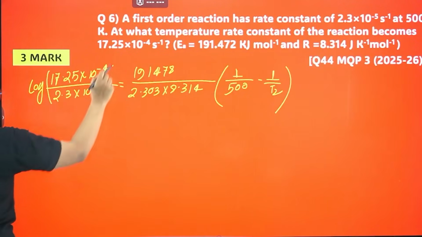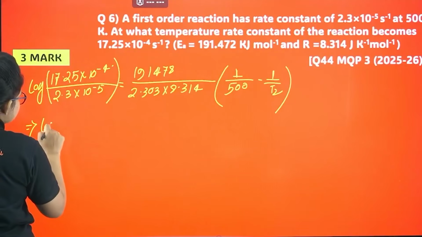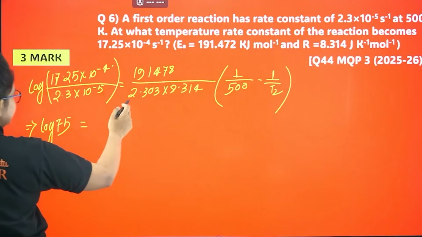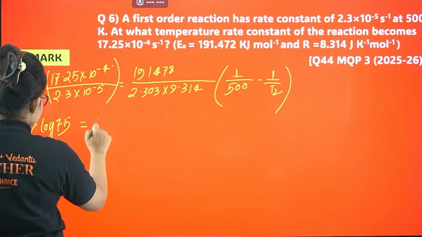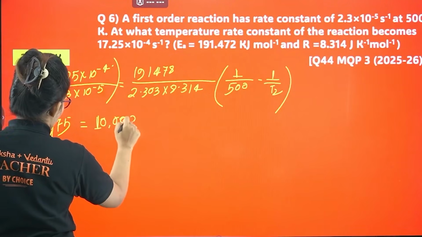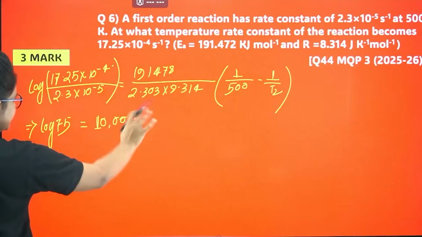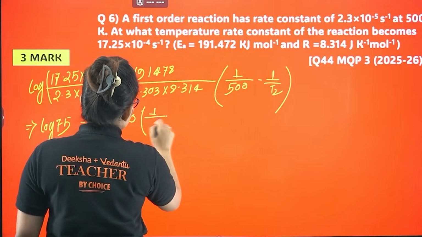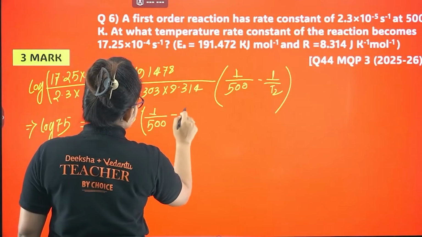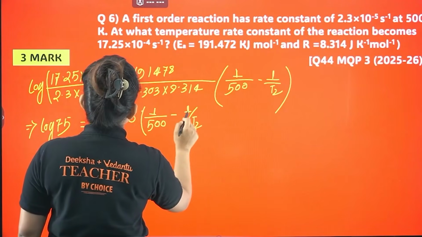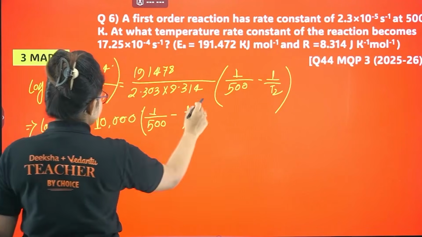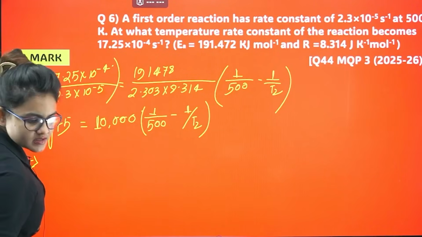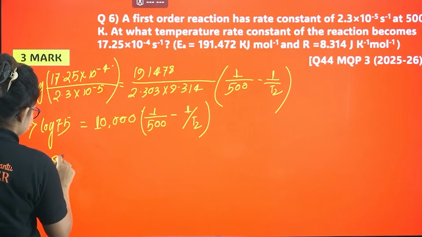So if you calculate this portion, you will get log 75. So log 75 is basically equals to, if you calculate this portion, you will get 10,000. 10,000 point something, I am just simplifying it to 10,000, divided by, into 1 by 500 minus 1 by T2. Now log 75 if you calculate, you will get 1.87.